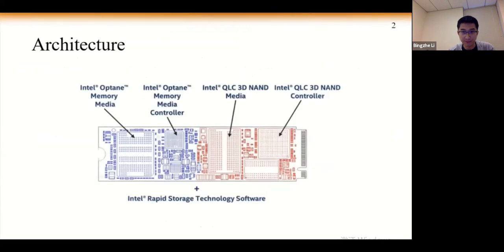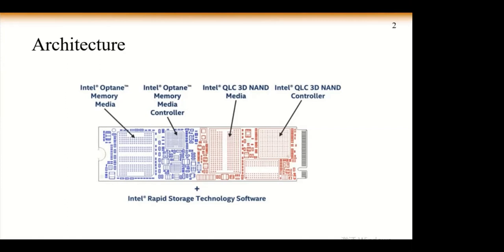This figure shows the architecture of Optane H10. It contains two storage media, Optane memory and QLC 3D NAND, with their own controllers. Combined with Intel Rapid Storage software, data will be intelligently cached in Optane memory. In order to explain the performance gains after acceleration, we define three working modes of Optane H10. They are unaccelerated mode, accelerated mode, and pin mode. In the pin mode, the test file will be fixed to Optane memory.